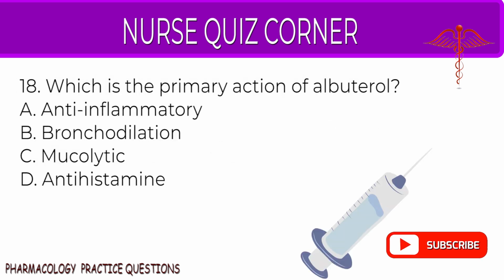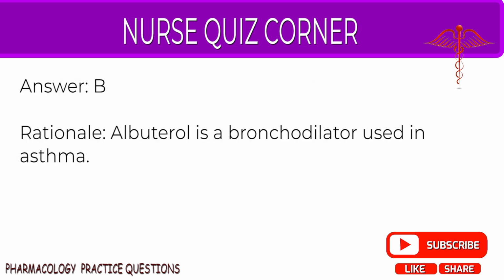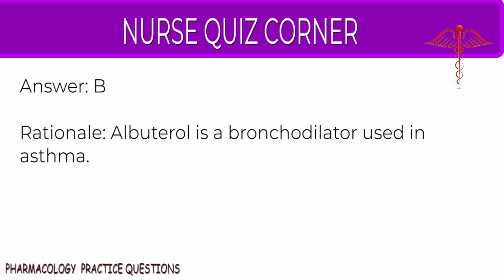18. Which is the primary action of albuterol? A. Anti-inflammatory, B. Bronchodilation, C. Mucolytic, D. Antihistamine. Answer: B. Rationale: albuterol is a bronchodilator used in asthma.